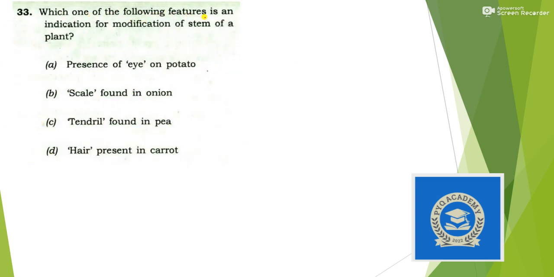Which one of the following features is an indication for modification of stem of a plant? Okay, modification of stem. So we have to find in which of the following options a modified stem is there. Let's come to first option, presence of eye on a potato. So we know that potato is an example of modified stem. So this is our answer, no need to move further.